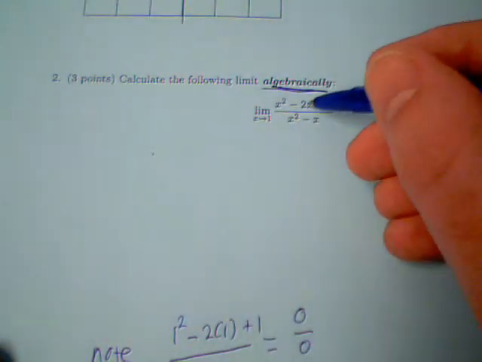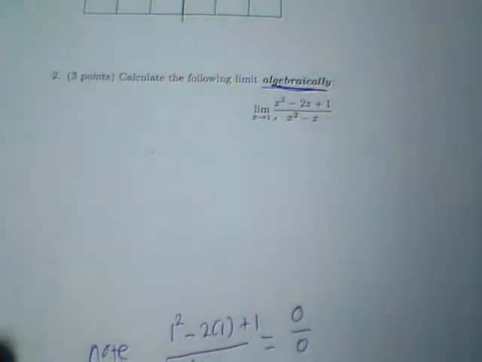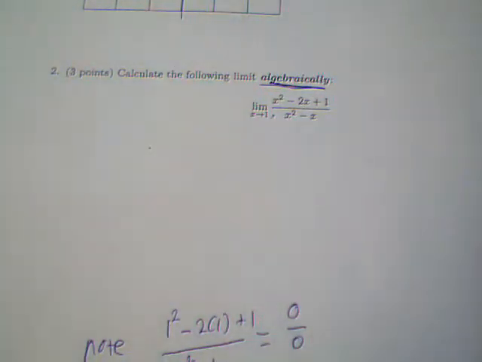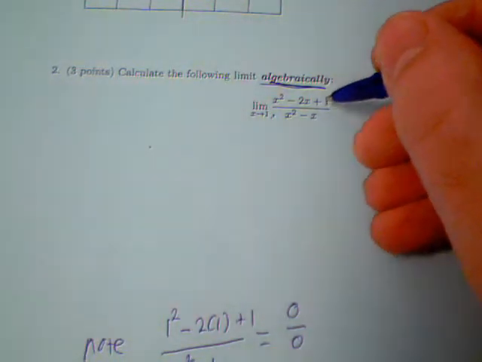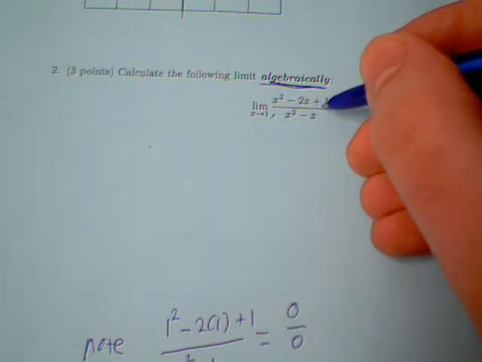Okay. So, algebraically, I've got 0 over 0. I'm taking the limit as I approach 1. If it was infinity, I have a couple tricks. That's problem 3 and 4. But it's not infinity. I don't have those same tricks. All I have, really, is I think I should factor this.